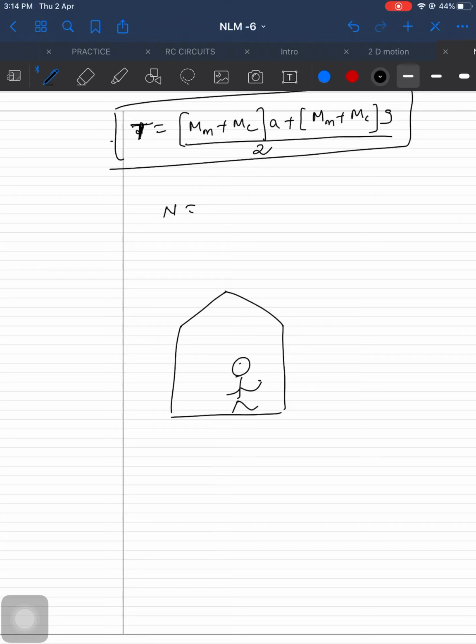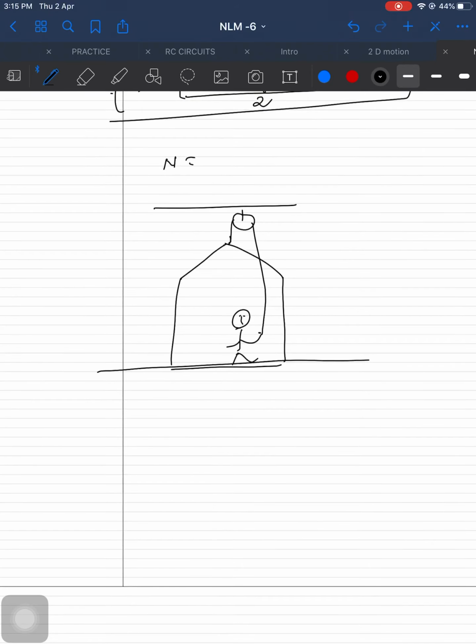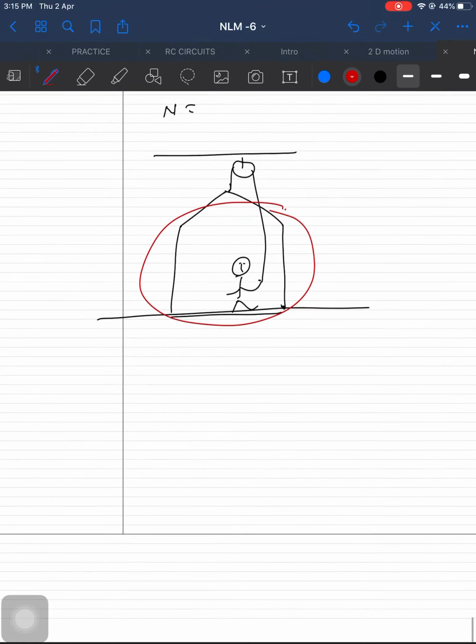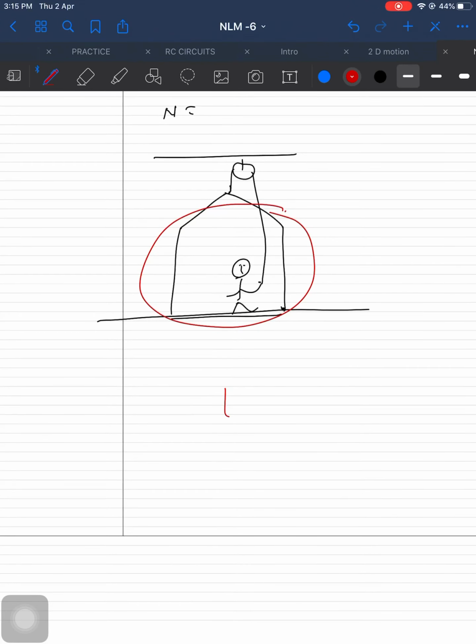This is a man, pulley. So the diagram is not so good, but still okay. Now I am considering mass, cage and man as a single system. If I consider it as a single system, then I am considering it as a single block.